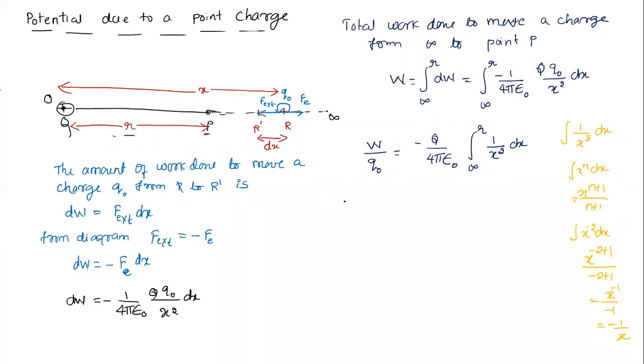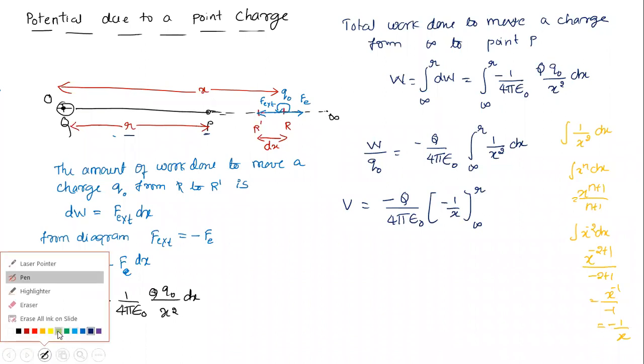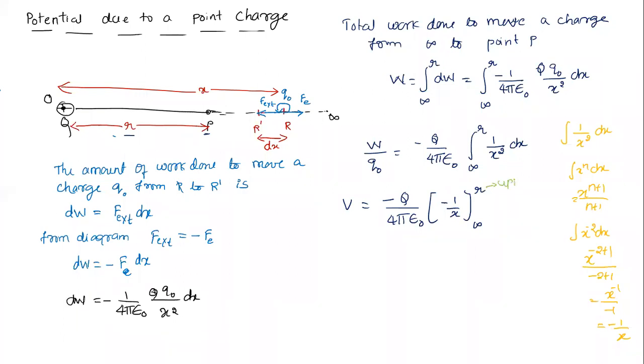W by Q naught means what now? Potential V from the definition is equal to minus Q divided by 4 pi epsilon naught, integration of 1 by x squared dx, which we proved is minus 1 by x, from where to where? Infinity to R. So we always put the upper limit first and then the lower limit. Here, this is the upper limit, and this is what we call the lower limit. So we always put upper limit minus lower limit.